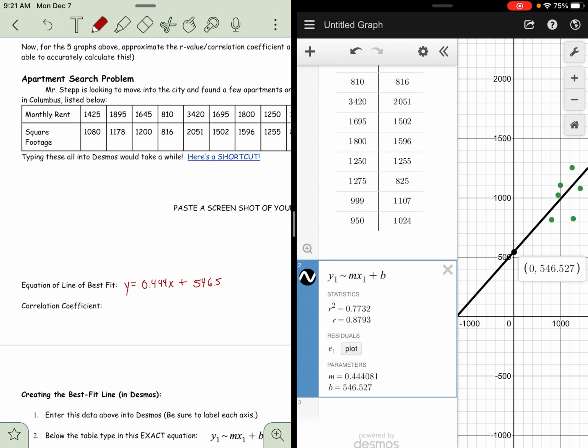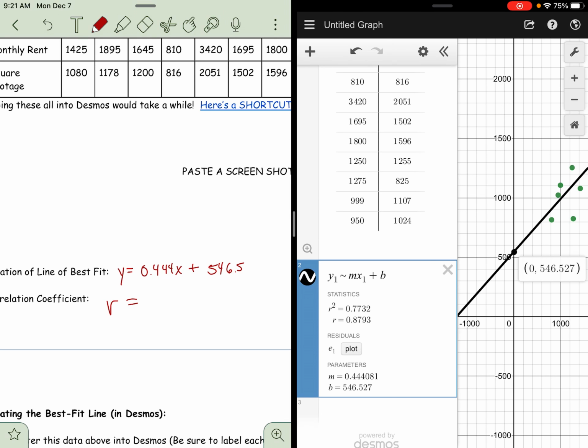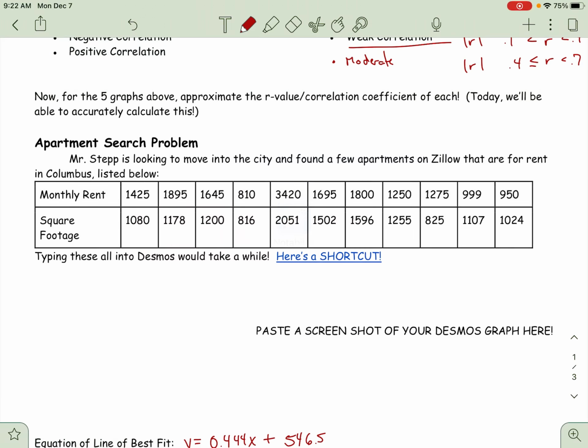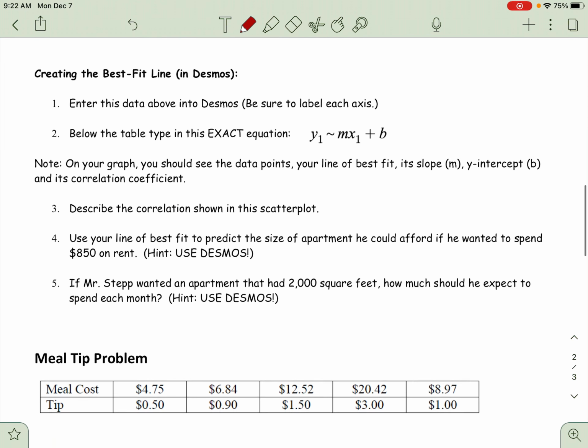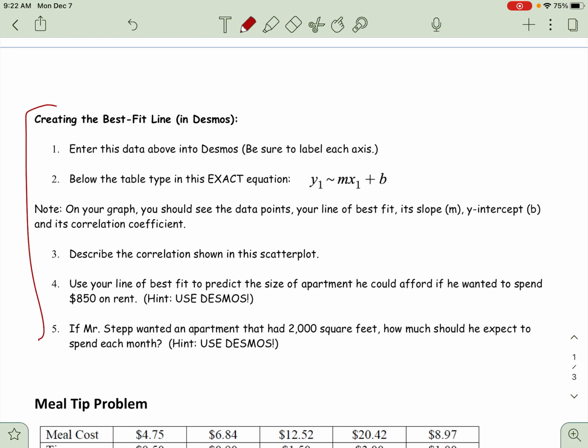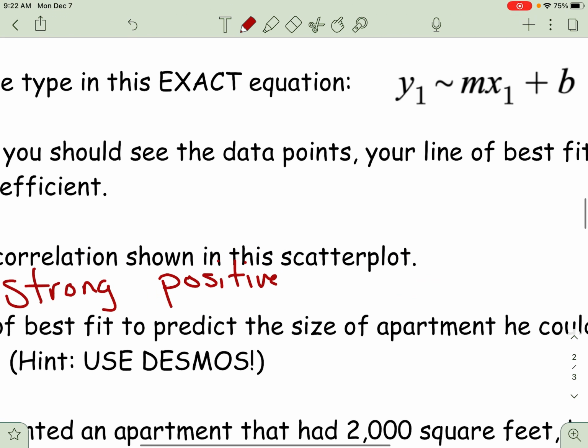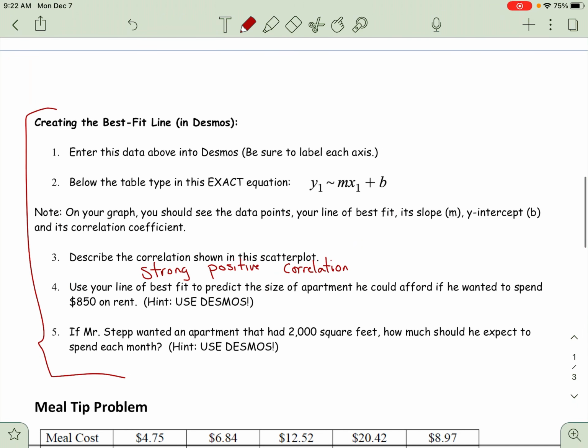Now the correlation coefficient, as I mentioned, R equals 0.8793, so that means it's very, very strongly related. All right, so that's how you do that. Now, this is all the information to do that. And then describe the correlation shown in this scatter plot. We would say that it is a very strong positive, this is number 3, correlation. Remember, 0.8 is definitely strong.